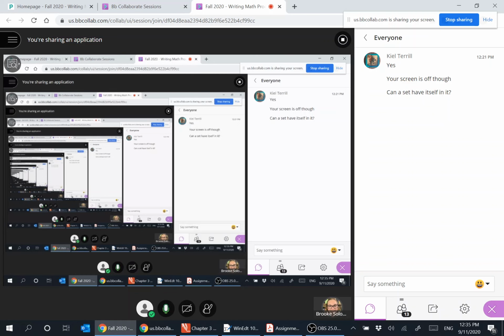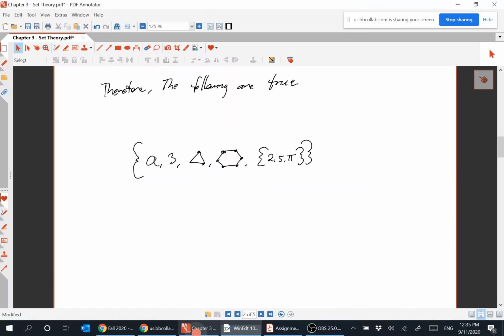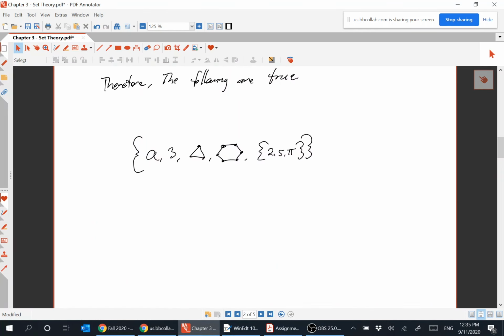Can a set be an element of itself? Yeah, that's Russell's paradox. That's what leads to Russell's paradox. We'll cover that in just a moment. So the following are all true.